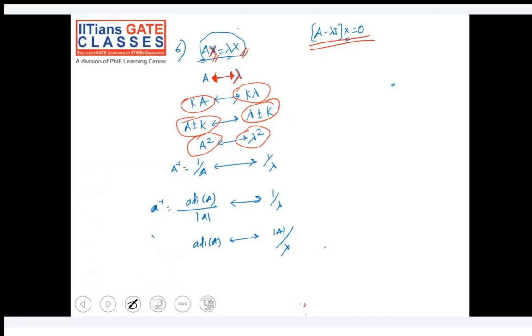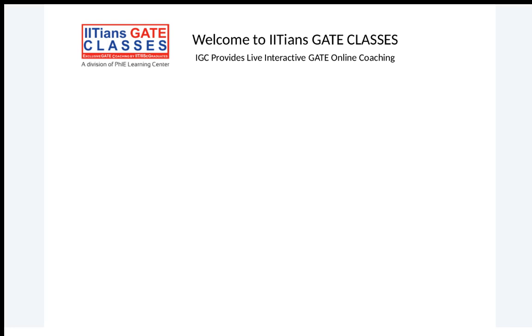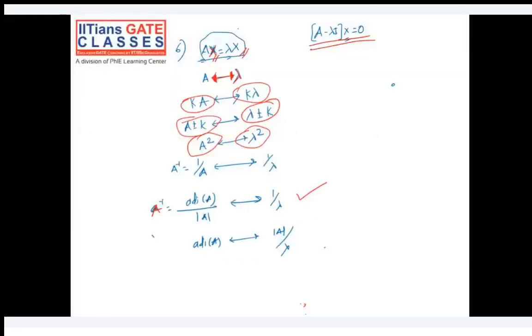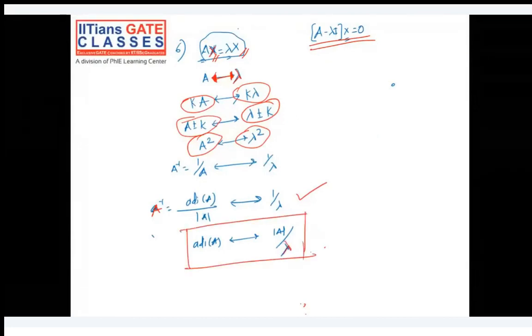Okay, what is A inverse? A inverse is equal to adjoint of A divided by determinant of A. Okay. So I can write the eigenvalue of adjoint of A divided by determinant of A, which means the eigenvalue of A inverse is 1 upon lambda. Okay. We can write this step. And if I take the determinant on the right hand side, what we can write is that the eigenvalue of adjoint of A is determinant of A divided by lambda. Okay. So this is also one good relation you can write out of it. Okay, so write down these points.